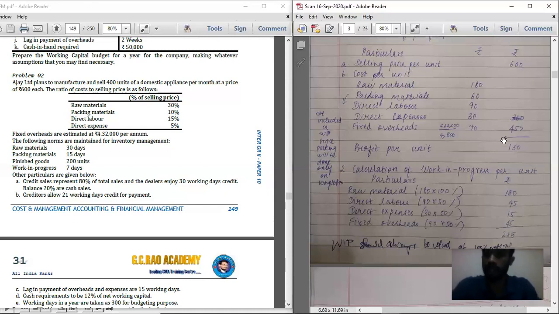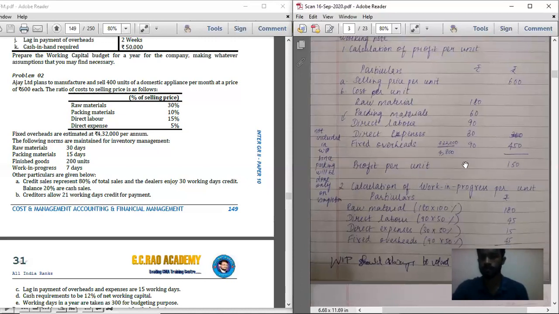Put the 450 within brackets. We should reduce it from 600. Selling price minus 450, that is 600 minus 450. Total it, 150 rupees. In respect of that 150, put profit per unit. So here we have found the selling price, 600 rupees, the cost of finished goods, 450 rupees, and the profit per unit, 150 rupees. That is working note number 1.